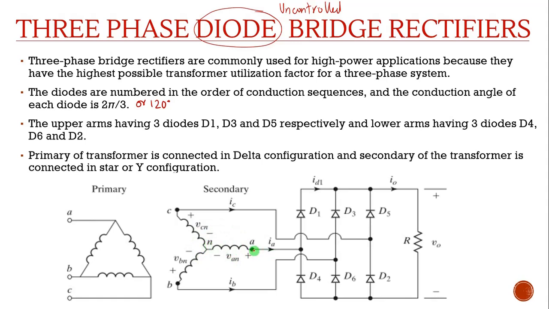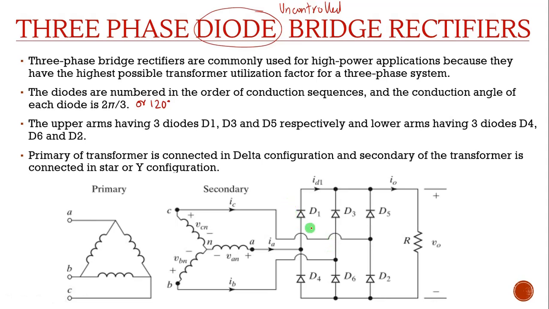You can see that in phase A, or line A, 2 diodes are connected: D1 in the upper arm and D4 in the lower arm. In phase B, D3 is connected in the upper arm and D6 in the lower arm. And in phase C, D5 is in the upper arm and D2 in the lower arm. Also, in the three-phase bridge rectifier, 2 diodes will be on. In the half-wave rectifier, only 1 diode was on in one cycle. Here 2 diodes will be on in one complete cycle.